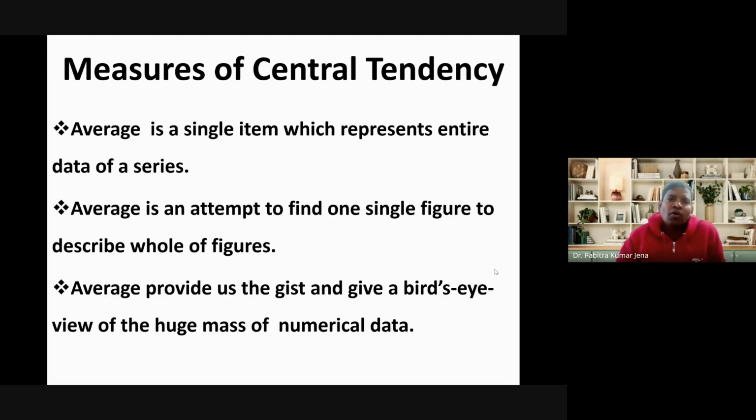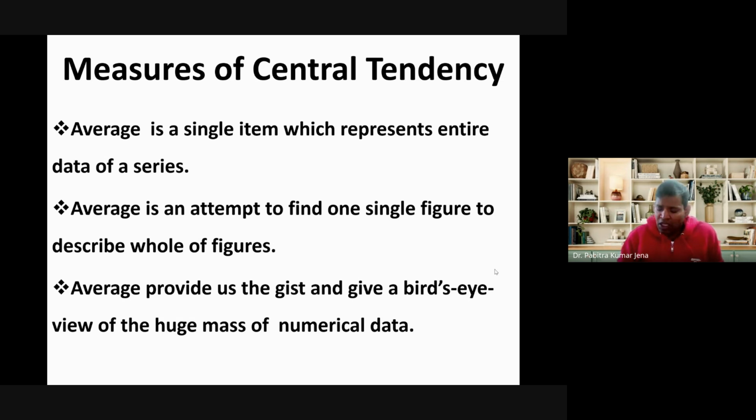with the measurement of central tendency. So what does measurement of central tendency do? Measure of central tendency is trying to find out an average, a single item which represents the entire data of a series. So average is an attempt to find out one single figure to describe the whole figures. Average provides us the fast gist and gives a bird's eye view about the huge mass.